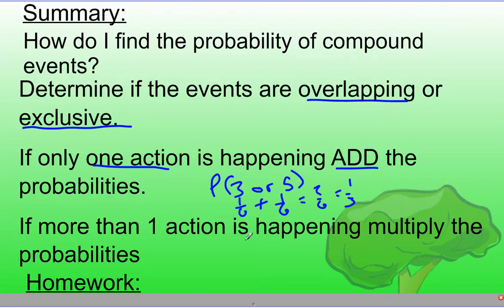If there's more than one action happening, you multiply the probabilities. So that would be like the probability of a green marble from the bag and then a red marble from the bag. You do one action, then another, so you multiply their probabilities together, and that's what you get.